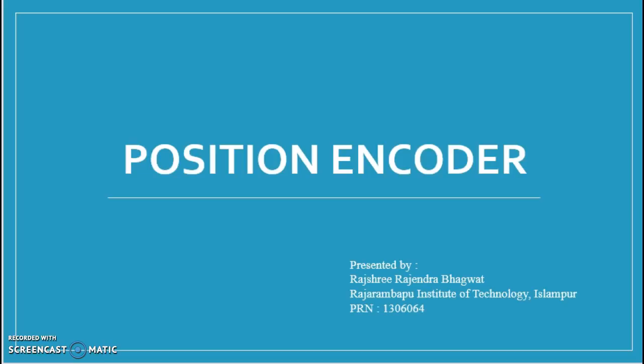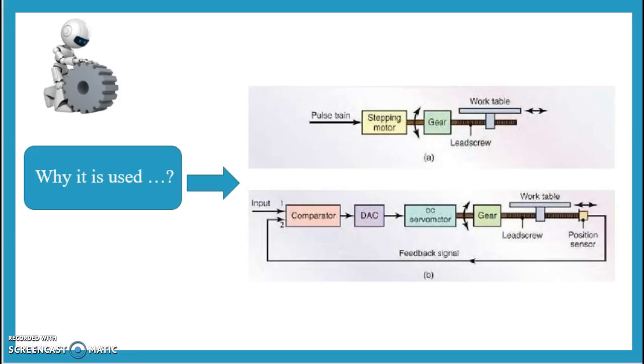Now I am going to explain the use of position encoder in robotics. What is meant by position encoder and why it is used? A position encoder, which is also called a shaft encoder, is an electromechanical device that converts the angular position of a shaft or an axle to an analog or a digital code.